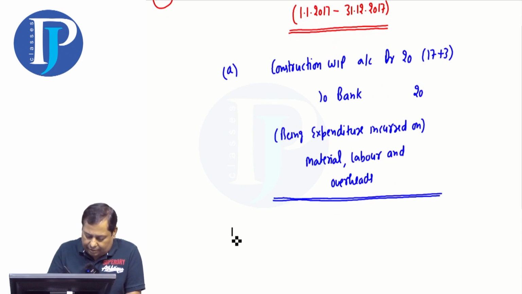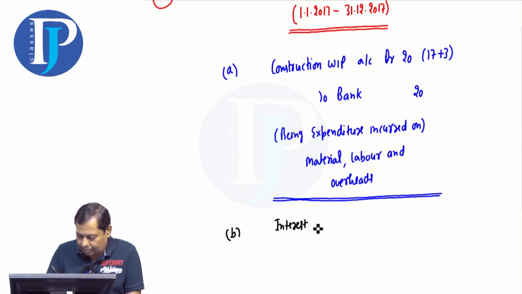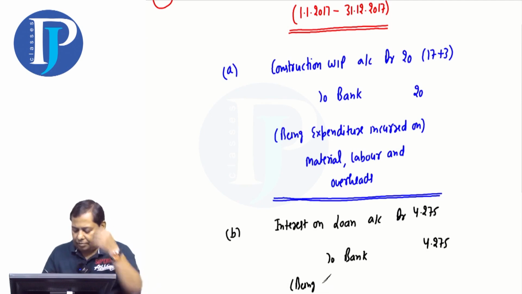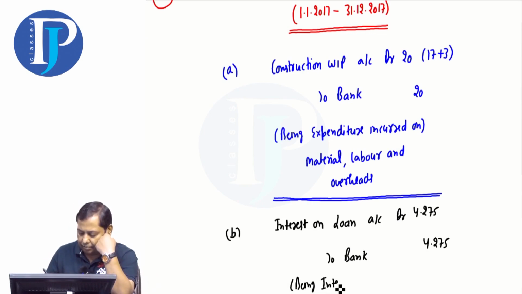Then we will write in the B entry: interest on loan account debit 4.275 to bank 4.275, being interest paid on loan for 3 months.